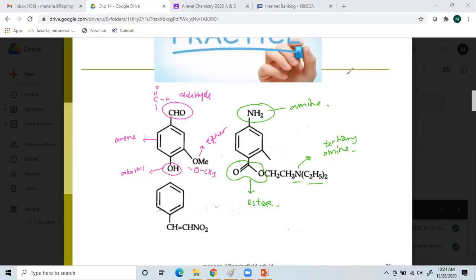Okay, the last one. Oh, we also have arene here, arene or aromatic. Okay, this is arene. We have alkene here. And then nitro. Nitro is not specific in this functional group, so this is just nitro. Okay, so that's how we identify the functional groups inside this example.